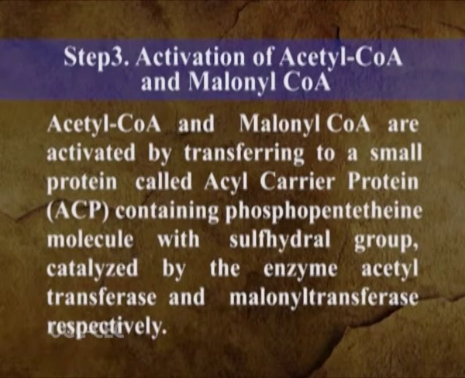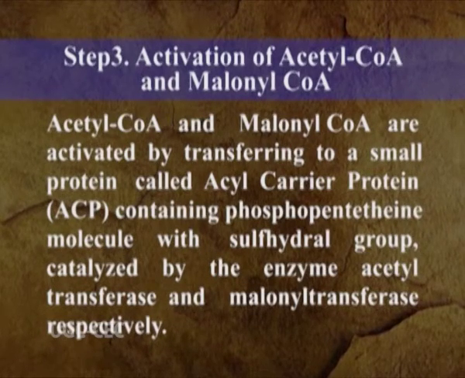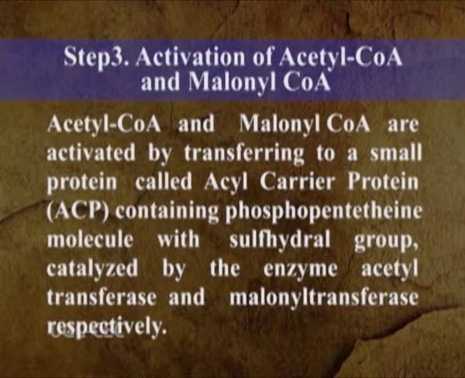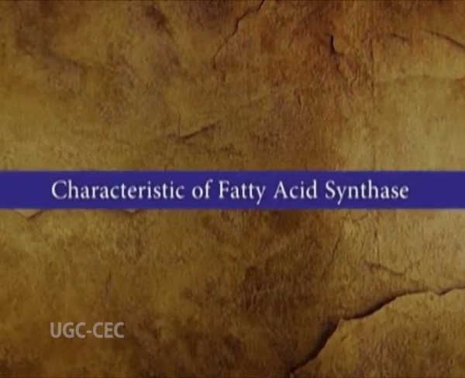Next, step 3 is the activation of acetyl-CoA and malonyl-CoA. Acetyl-CoA and malonyl-CoA are activated by transferring to a small protein called acyl carrier protein (ACP) containing a phosphopantetheine molecule with a sulfhydryl group, catalyzed by the enzymes acetyltransferase and malonyl transferase respectively. This acyl carrier protein is a single polypeptide chain in prokaryotes, whereas in eukaryotes it is covalently bound to a multifunctional polypeptide chain known as fatty acid synthase. Characteristics of fatty acid synthase.